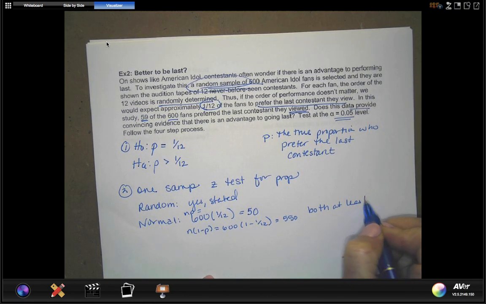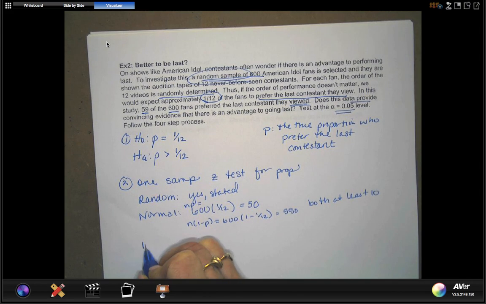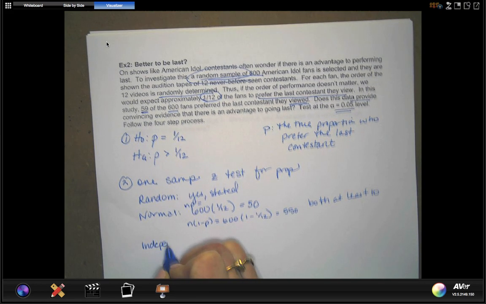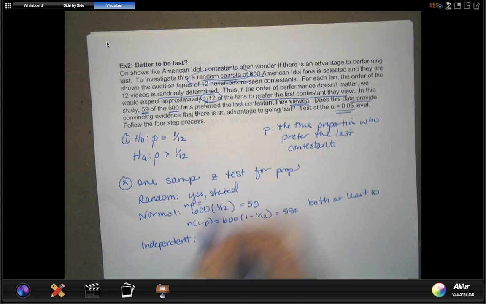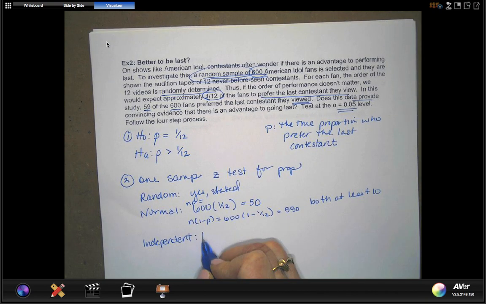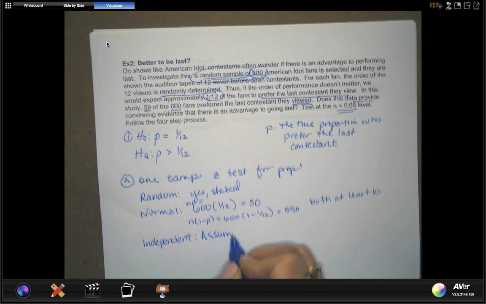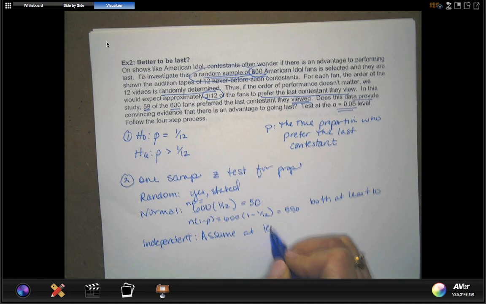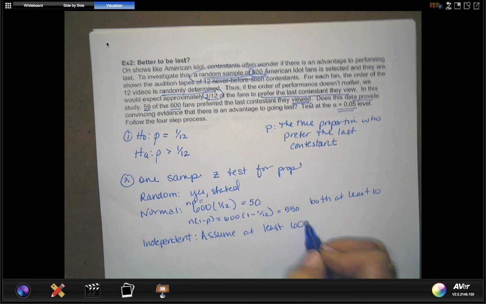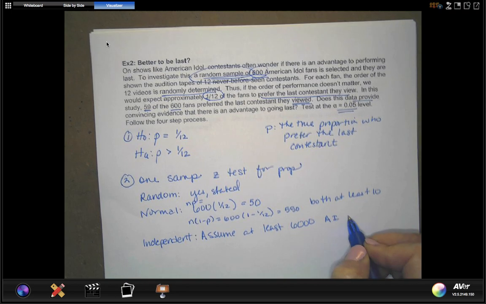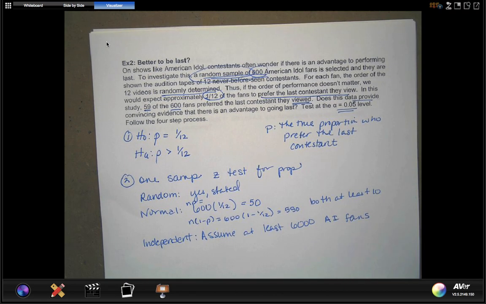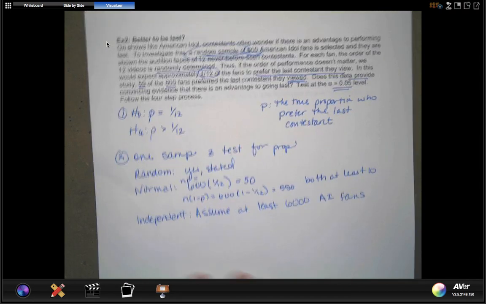So both of those are at least 10, okay? My independent check: we took a sample here without replacement, so we need to assume at least 6,000 American Idol fans. Okay, not true anymore, but let's just pretend.